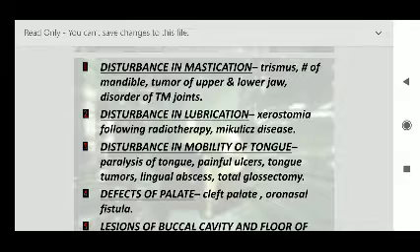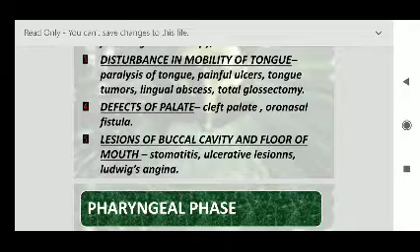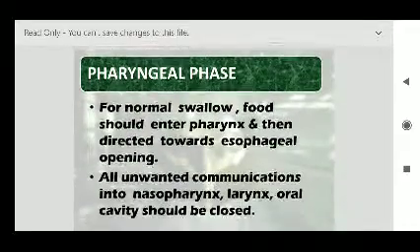Disturbances in mastication: trismus, fracture of the mandible, tumor of the upper and the lower jaw, disorders of the TM joint. Disturbances in lubrication: xerostomia following radiotherapy, Mikulicz disease. Disturbances in mobility of the tongue: paralysis of the tongue, painful ulcers, tongue tumors, lingual abscess, total glossectomies. Defects of palates: cleft palate, oronasal fistulas. Lesions of the buccal cavity and the floor of the mouth: stomatitis, ulcerative lesions, Ludwig's angina.